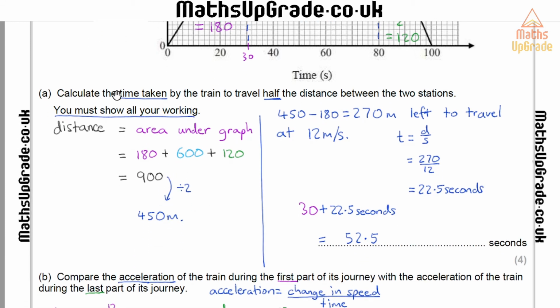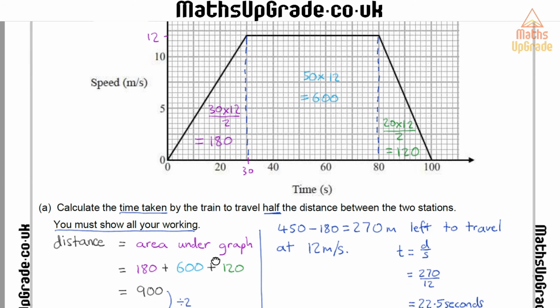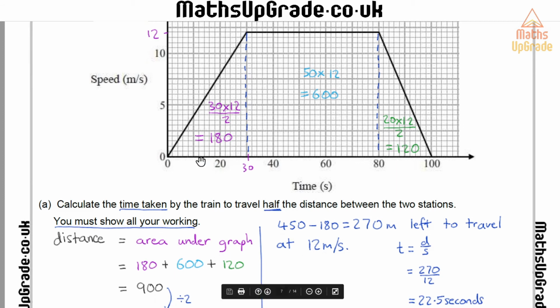Now, the time taken to travel half the distance. Half the distance would be 450 meters. So at what point do we need to find 450 meters? Well, 450 meters, subtract the 180 meters which are travelled in the first 30 seconds, would leave 270 meters left to travel. So I've travelled 180 meters here. I've got another 270 meters left to travel before I'm halfway between the two stations.